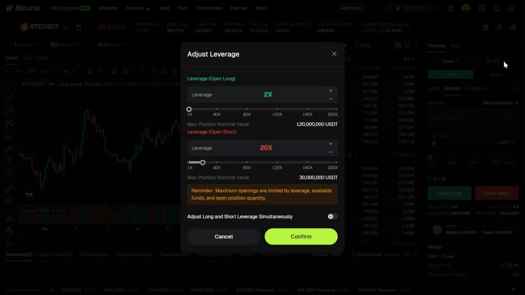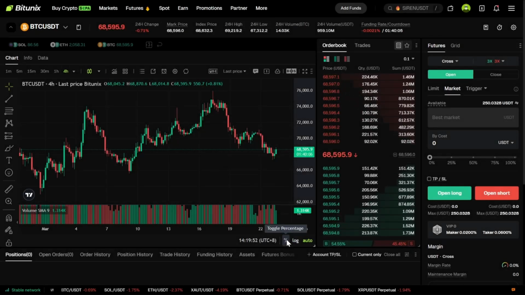Clicking on our leverage. We don't want to use too much leverage for our trade, so we are going to use 3x leverage, and 3x leverage for our short if we open a short position. This is where we can open our trade or close our trade.